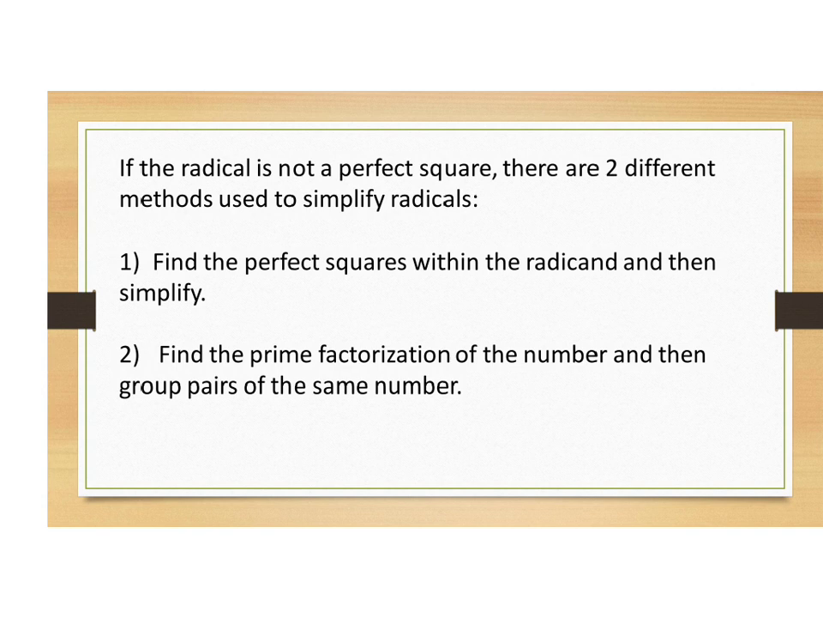Now, not all radicals are perfect squares. So if the radical is not a perfect square, there are two different methods that you can use to simplify. You can either find the perfect square within that radicand and simplify those, or you can do a prime factorization of the number and then group the pairs of the same number. So this first example, I'm going to show you both methods and show you that you get the same answer either way. So I'm going to start with the perfect square method.